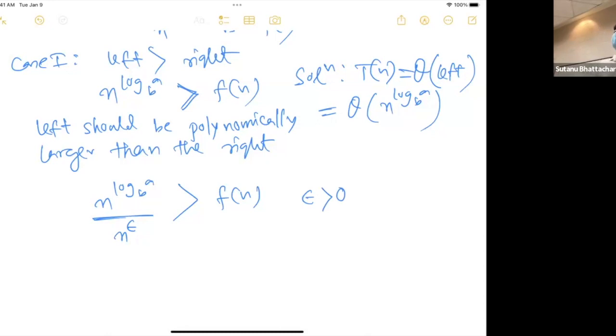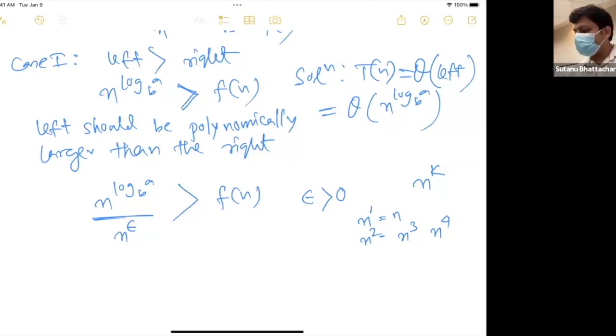So polynomial term means, don't be confused with that. Here n^epsilon, if epsilon is 1, that means n power 1, that is n. If it is 2, it is n squared. If it is 3, it is n cube. If it is 4, n^4. You are familiar with this term, right? So those are polynomial terms, that is n^k, where k is some variable.